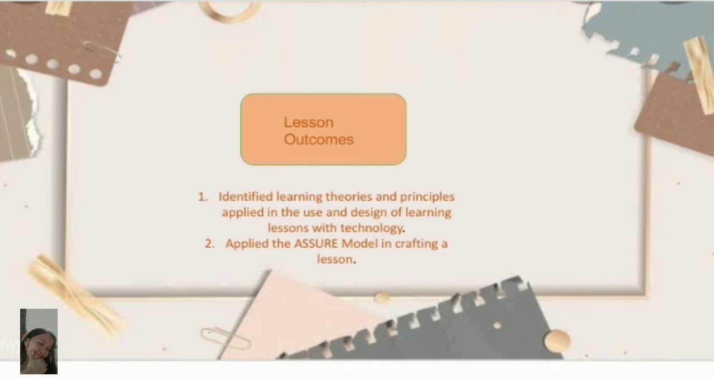Lesson Outcomes. Number 1 is identify learning theories and principles applied in the use and design of learning lessons with technology. So here, in number 1, we will be identifying the materials that a teacher uses to discuss with the technology. Number 2 is apply the Assure model in crafting a lesson. So here, we will know what is the Assure model.